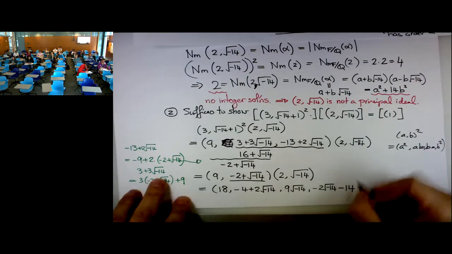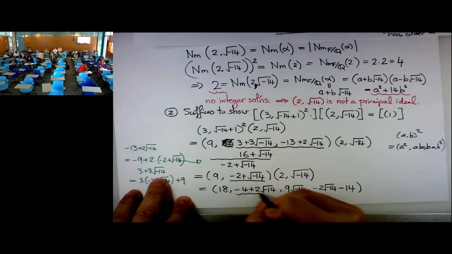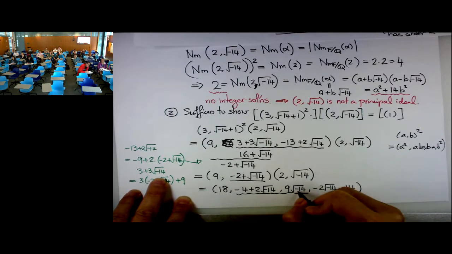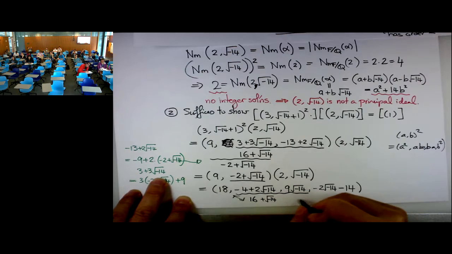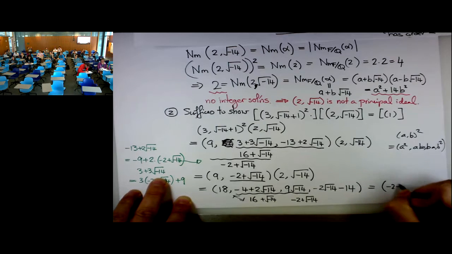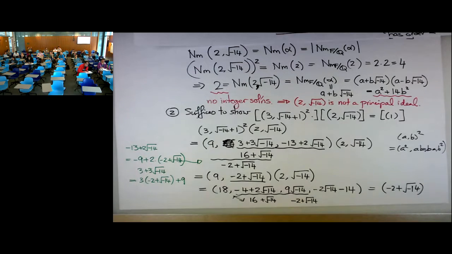Okay, and what's the good way? Using these two, you multiply this by 4, and then subtract 4 times that from this, you get 16 plus that. And using these two, you really get negative 2 plus. So basically, let me just say it. At the end of the day, after a long discussion, you realize this is a principal ideal generated by negative 2 plus root of negative 4.